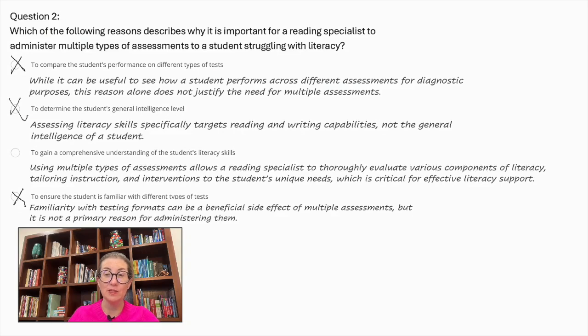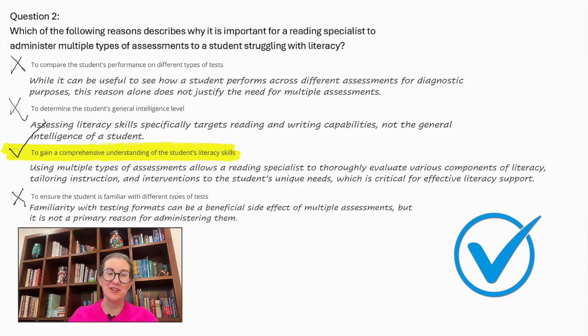Different types of assessments provide different kinds of information. For instance, formal assessments might measure reading accuracy and fluency, while informal assessments could give insights into the student's comprehension strategies and motivational levels. Combining these insights helps create a holistic view of the student's abilities, strengths, and areas needing improvement. This comprehensive approach is crucial for effectively addressing specific literacy challenges. And that's the correct answer.